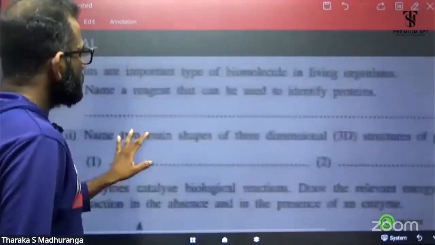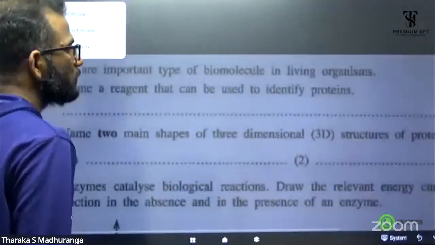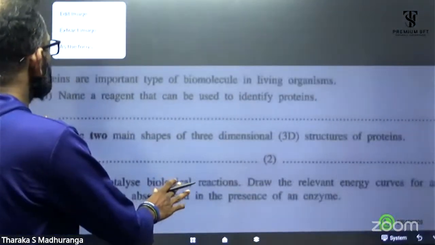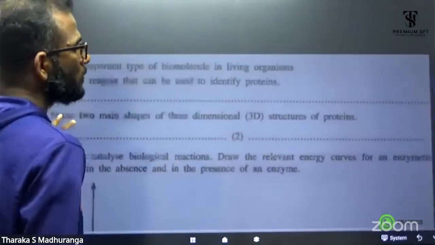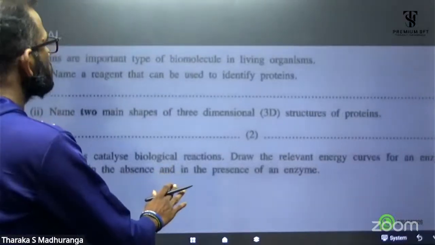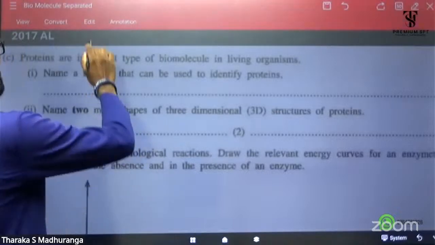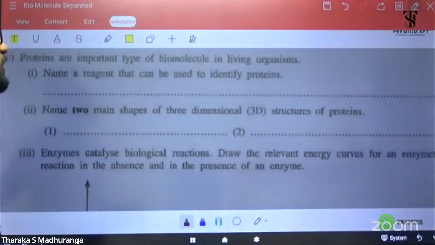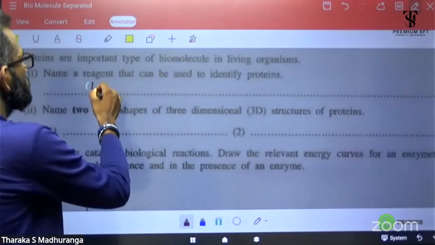Okay, this is a part of the 2017 paper. Proteins are an important type of biomolecule in living organisms. Name a reagent that can be used to identify protein. The same question is asked again. It is biuret.